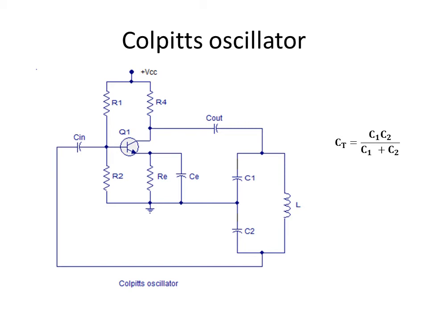Then the last thing: in the previous example I didn't mention the frequency, because all we had was one L1 and one C1. So the frequency will be 1 by 2 pi root of L1 C1. Whereas in this case we have two capacitors, connected in series. So the effective capacitance CT, the capacitance in the tank circuit, is equal to C1 C2 by C1 plus C2. That should be used in the equation for frequency. The frequency in this circuit is F equal to 1 by 2 pi root of CT into L. Okay, so that is how we explain the Colpitts oscillator.